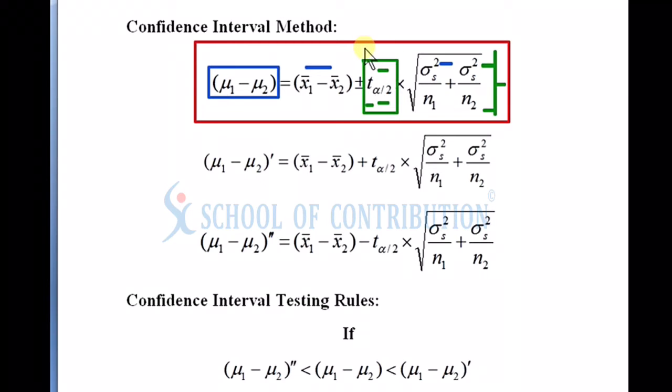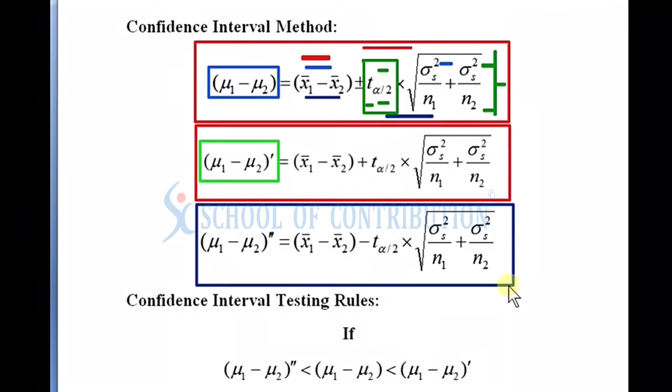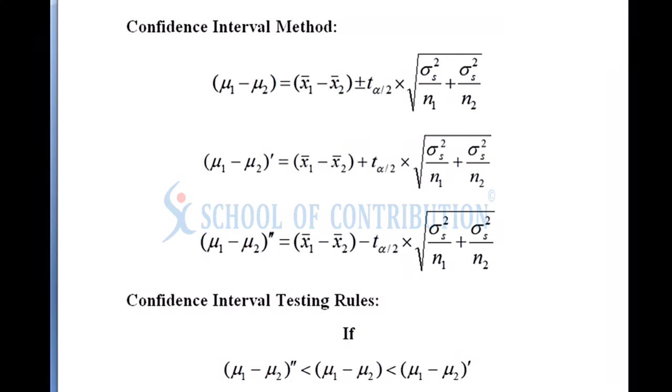Now if we add this component to the difference between the two sample means, we find one interval value, which we refer to as mu1 minus mu2 single prime. If we subtract this term from the difference between the two sample means, we get another interval value that is referred to as mu1 minus mu2 double prime. These are the two interval values that we can easily calculate from this fundamental confidence interval formula for the t-test for two population mean test.